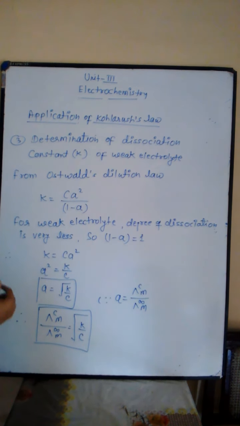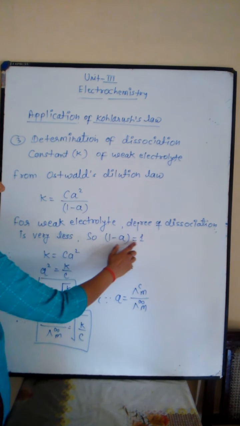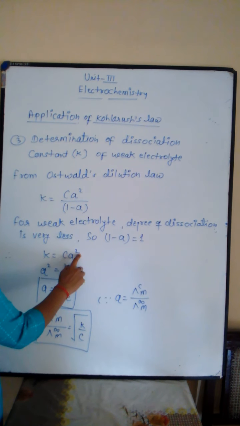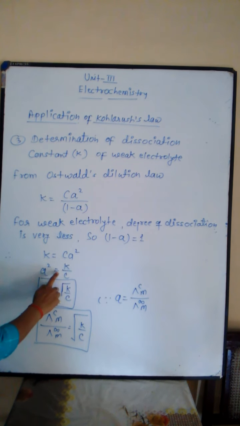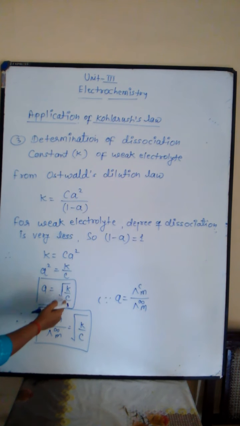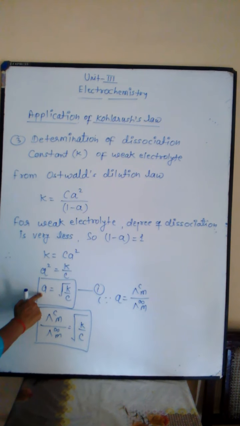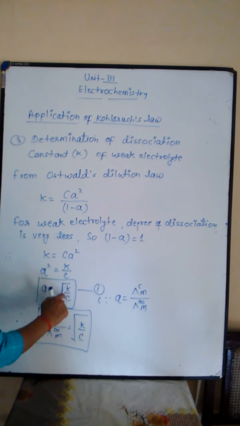For a weak electrolyte, we know that the degree of dissociation is very, very small. So 1 minus alpha becomes 1. So K equals C alpha square, or alpha square equals K upon C, or alpha equals under root K upon C. This is Ostwald dilution law. The degree of dissociation of weak electrolyte is inversely proportional to the square root of its molar concentration.